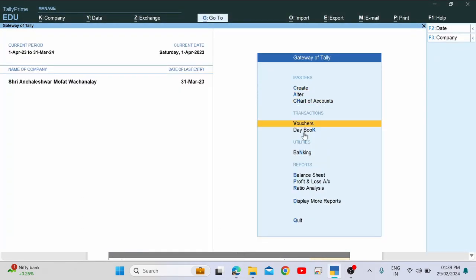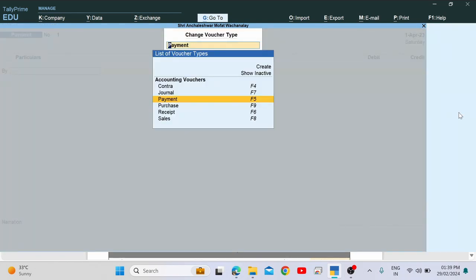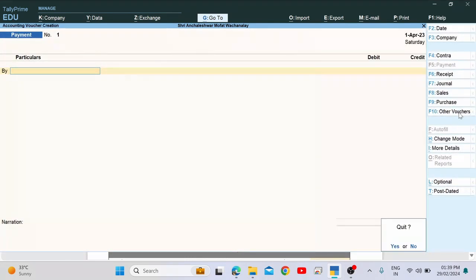Now we want to pass this voucher or this entry. Therefore select vouchers, and then in Tally we want the purchase order in the voucher type, but we don't have purchase order here on the right hand side of the screen. Therefore you will get that, I think, in the other voucher types. This is not your company, I think.